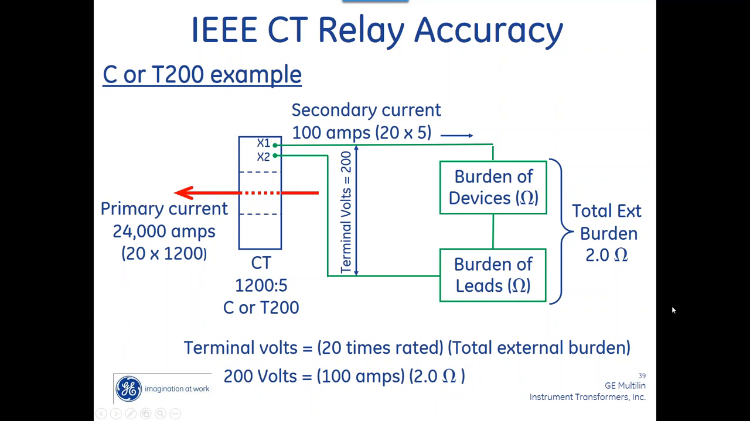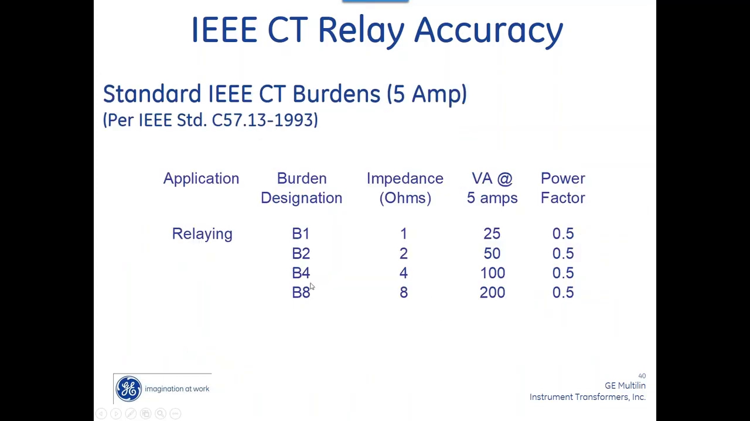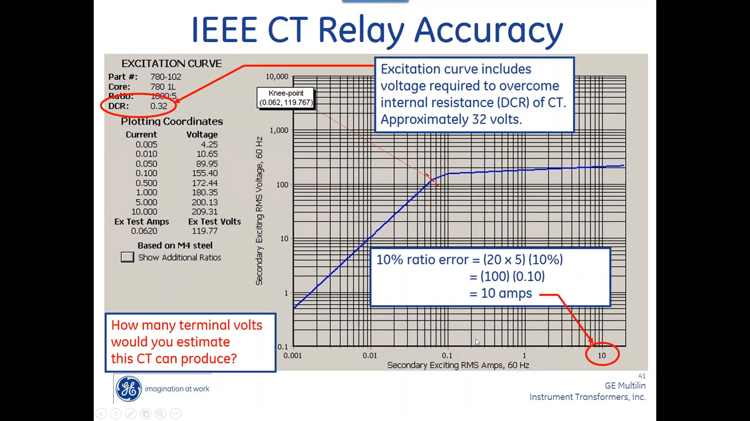Here's an example with C200. Same exact example, I still have 100 amps. Now I'm producing 200 volts, so I can have 2 ohms of burden. And here they go by B1, B2, B4, and B8. The highest CT you'll ever see is a B8, which is a C800 or a T800. And that can handle 8 ohms of resistance, 200 VA, and a power factor of 0.5.